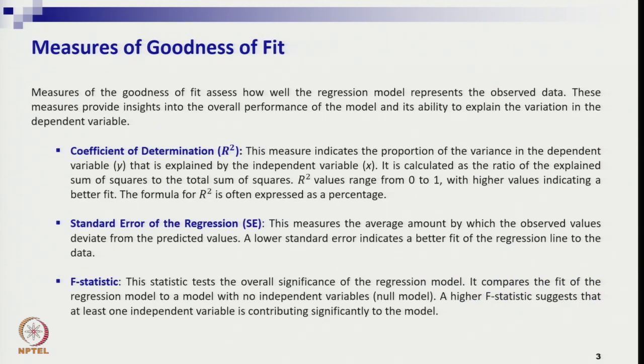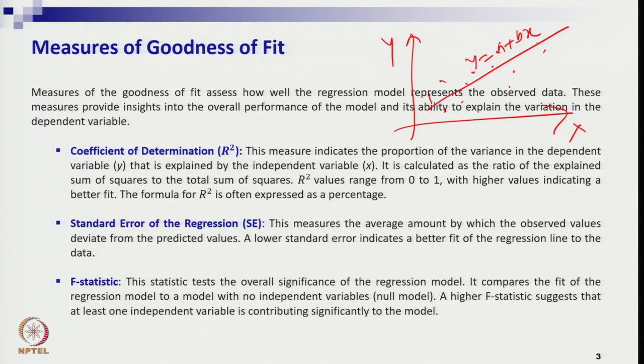First, the coefficient of determination, which is R square. It says how well the regression is fit, or how well the dependent variable is explained by the independent variable. It is the ratio of the sum of square error to the total sum of squares. How to calculate this R square value, I will show later. For example, if you have a data set x and y, and you have fit the line y equals alpha plus beta x, you calculate the R square value as explained variation by total variation. How to do that, I will discuss later. The higher the R square value, closer to 1, the better the model is. This measures the goodness of fit, that your regression model is fitted well, with all points falling on or close to the line.